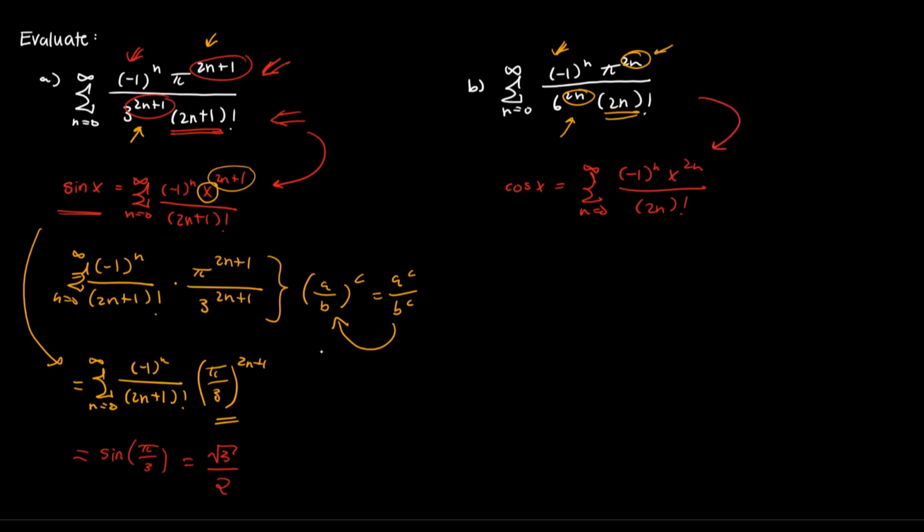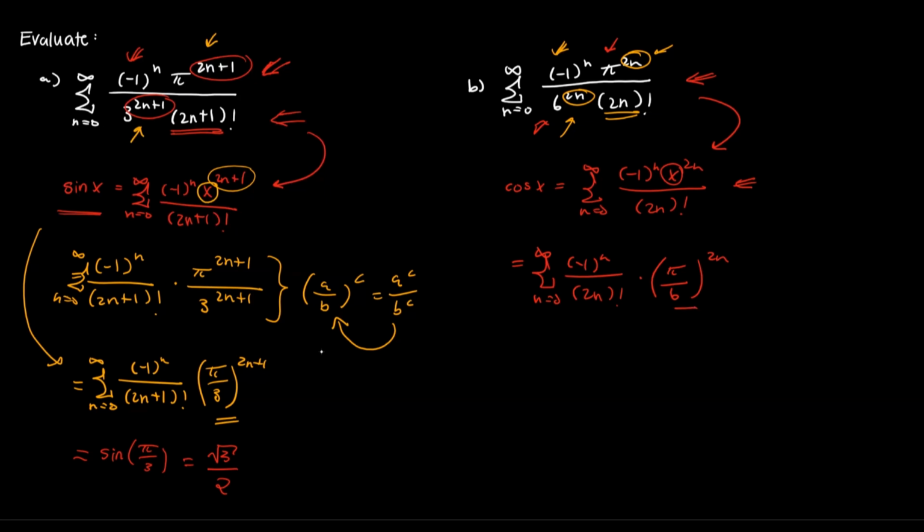So now we need to use exponent rules again to finesse this expression into this form. So what can we do to consolidate things so that we have some single value of x to the power of 2n? Well, we can do exactly what we did last time. Here we have a pi to the 2n and a 6 to the 2n. So let's consolidate those. So our series is really equal to the sum from n equals 0 to infinity of -1 to the n over 2n factorial times, well, we have a pi to the 2n and we have a 6 to the 2n. So it's really pi over 6 to the 2n.